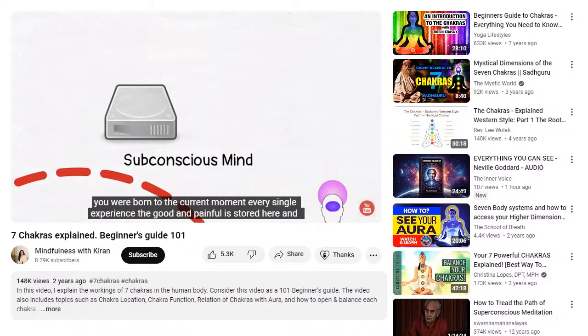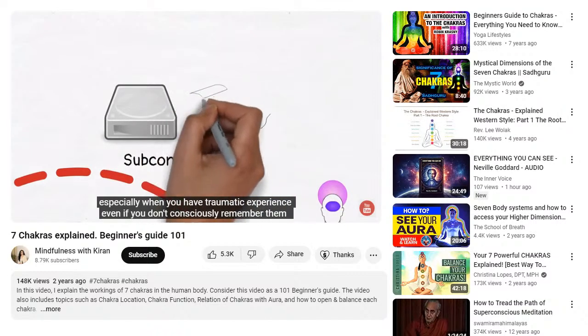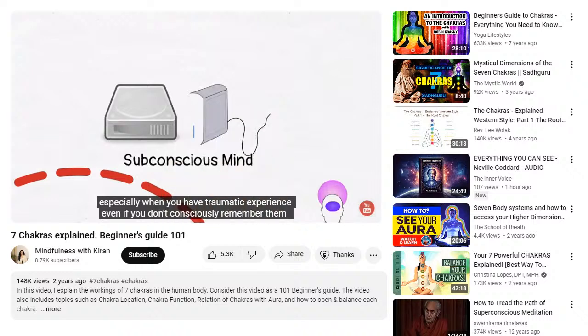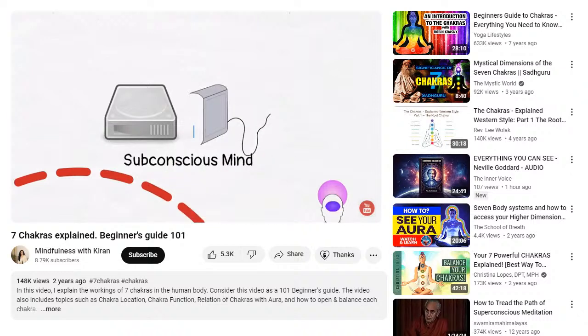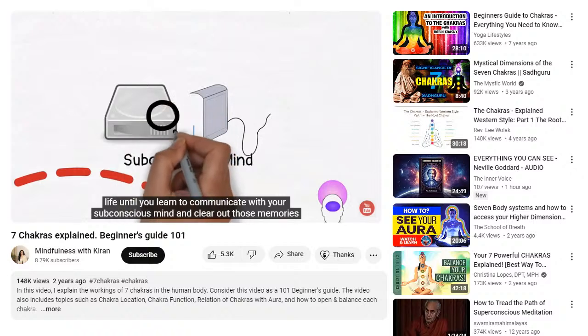So you can think of the subconscious mind like a hard drive for all your memories. Right from the day you were born to the current moment, every single experience, the good and the painful, is stored here. Especially when you have traumatic experiences, even if you don't consciously remember them, those experiences are stored here and they keep impacting your daily life until you learn to communicate with your subconscious mind and clear out those memories.